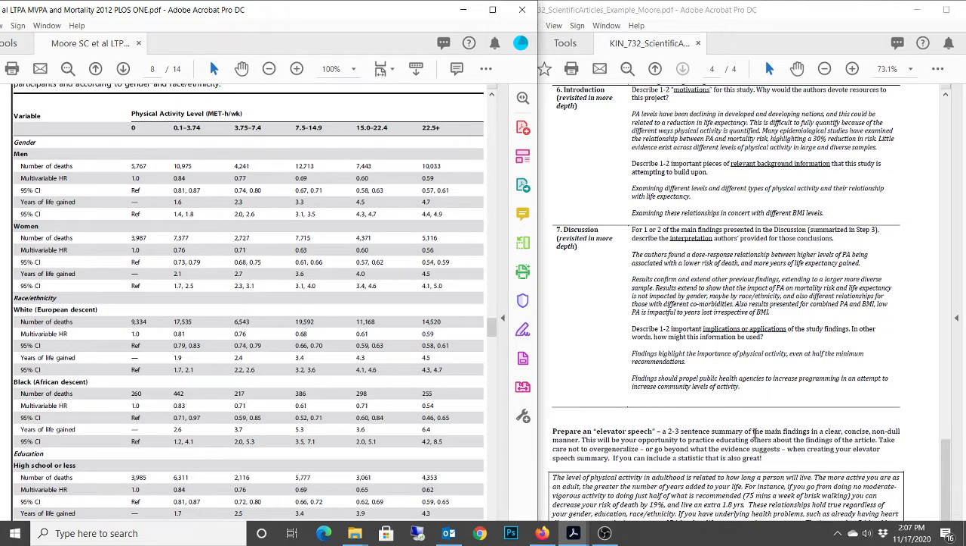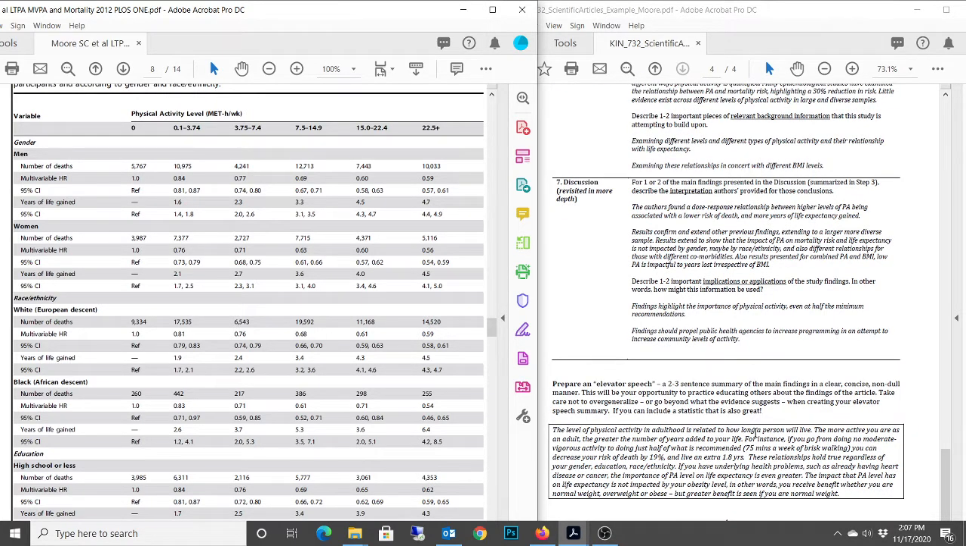Okay. One of the other things I think sometimes which is helpful is if you're able to prepare an elevator speech from a paper that you've just read, and that is a 2 to 3 sentence summary of the main findings, in a clear, concise, non-dull manner. People sometimes call this an elevator speech or a party test. So this would be your opportunity to practice educating others about the findings of the article, and take care not to overgeneralize or go beyond what the evidence suggests. Okay, and if you include a statistic in this, that would be fantastic.